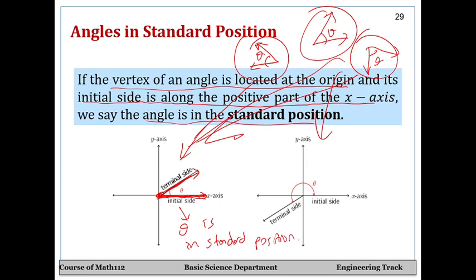Now, if your theta is big, like 200 degrees, how do you put it in standard position? You go 90, 180, and 200. So this will be your angle here.